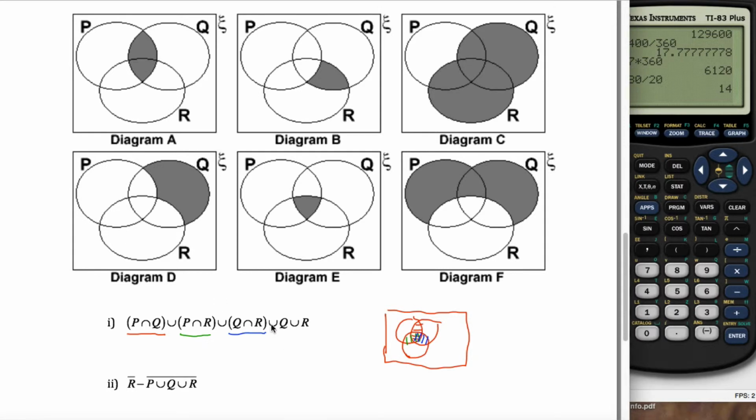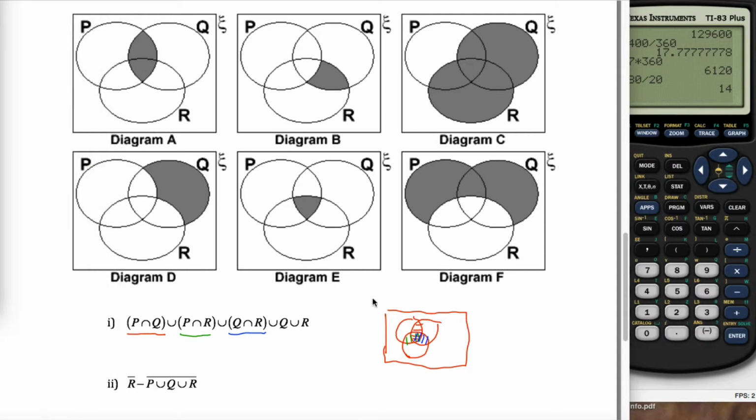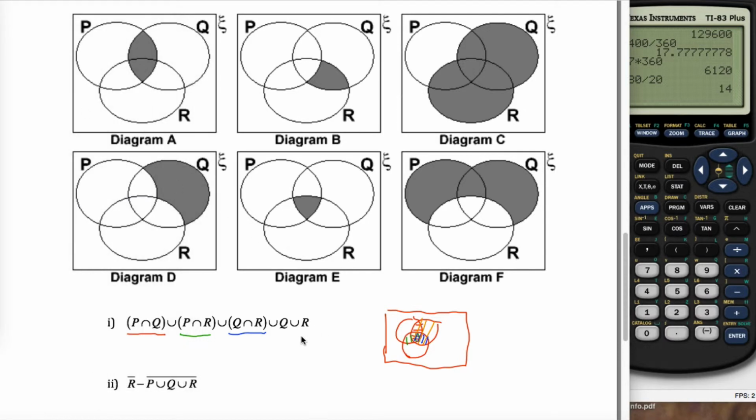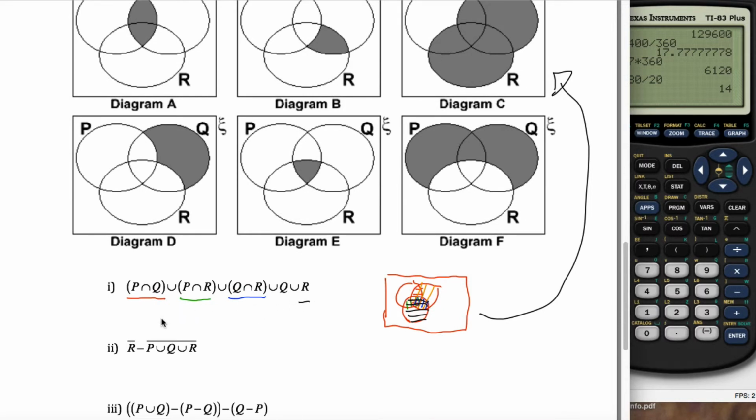Q. Maybe I should switch colors. All right, let's do orange. Tack on Q. Q is this guy up here. And then finally, need another color here, black apparently, for R. I'll tack that on because these are all unions. R is this bottom guy here. So what I have shaded in looks a lot like this guy up here. So I would say that diagram C is what I've represented here.